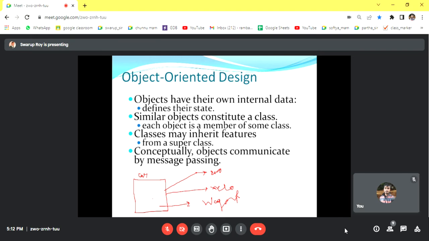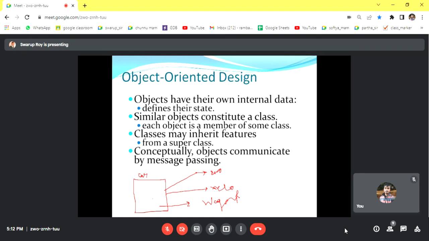The functions are the same, but that means in 800, Xylo, Wagon, the start function will be there, the stop function will be there. But the start function inside may not be the same in case of 800. The start function in Xylo may not be the same. The Wagon start function may not be the same, though the stop function will be the same. So that is the different thing.